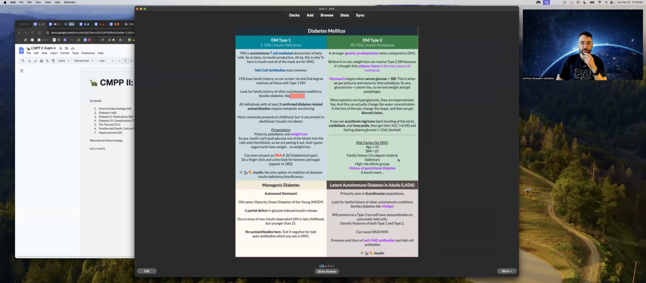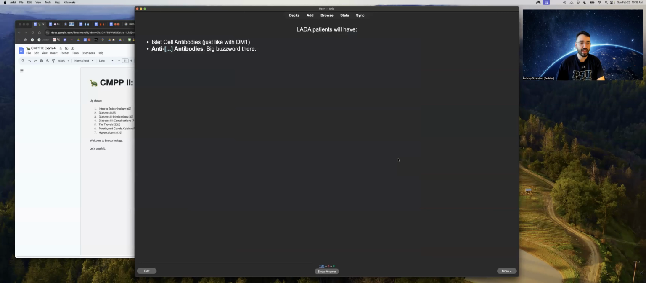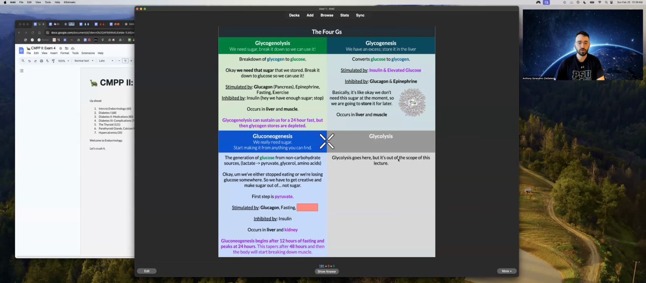DM1, look for family history of other autoimmune conditions besides diabetes, like Sjogren's, rheumatoid arthritis, lupus, vitiligo. A lot of patients will have LADA-GADA, right? So anti-GAD antibodies? Yes. 4Gs, glucagon.